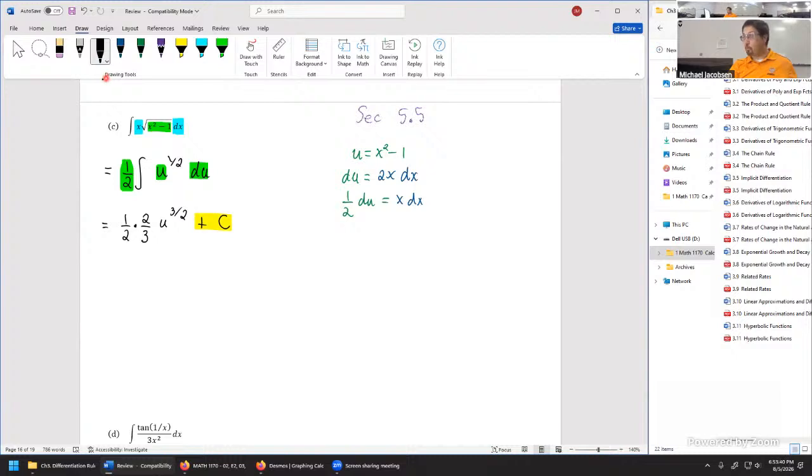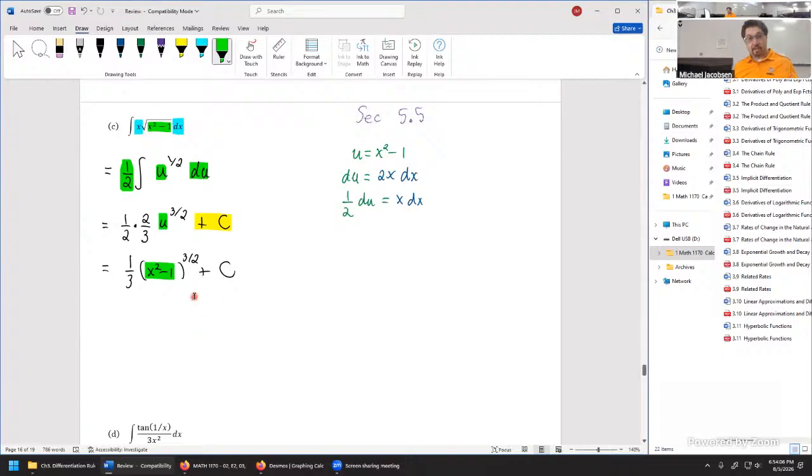It's still not done. For 1 more point, we have to undo the substitution u and write it back in as x squared minus 1. So the final step is, this is 1/3 after canceling. To the power 3/2, we have x squared minus 1 plus the constant of integration c. And that's our entire answer.